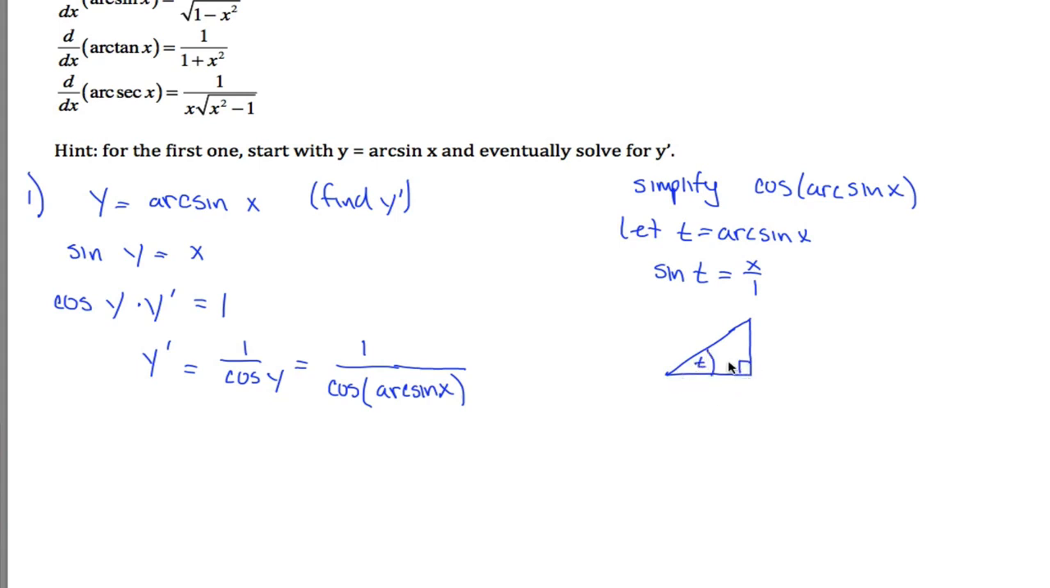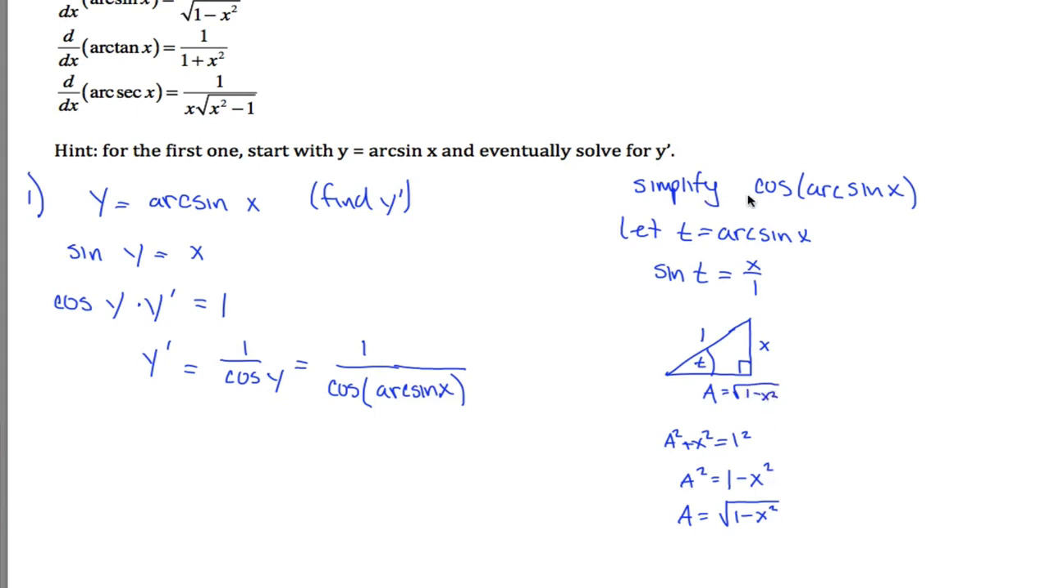using SOHCAHTOA, the opposite side over the hypotenuse has to have a ratio of x over 1. And if I know two sides of a right triangle, I can figure out the third side. I'll give this a name, maybe a. I know that a squared plus x squared has to equal 1 squared. So what that tells me is that a squared is 1 minus x squared. In other words, a is plus or minus the square root of 1 minus x squared. But since it's a length, I can just make it the positive square root of 1 minus x squared. So a equals the square root of 1 minus x squared.